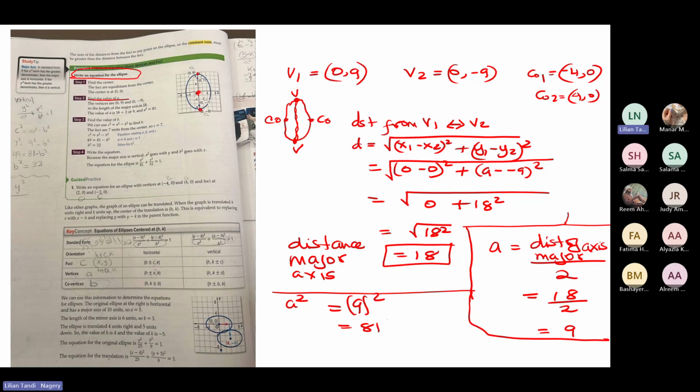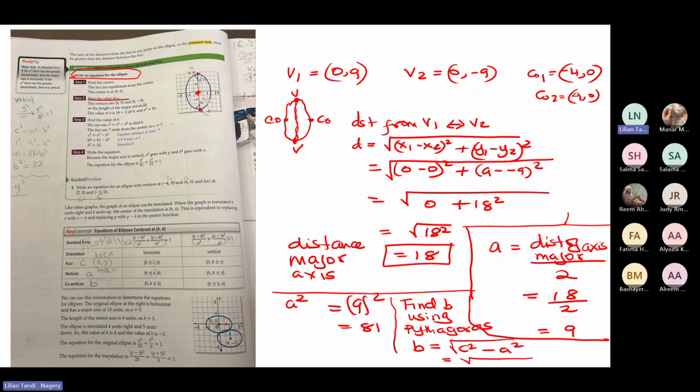Now we want to find B. We will use the Pythagoras theorem. So we want to find B by using Pythagoras. You are going to do B equals the square root of C squared minus A squared. We are good up to here? Now, how do we find B?